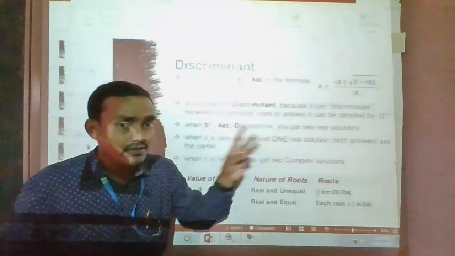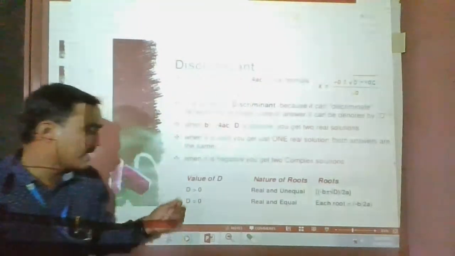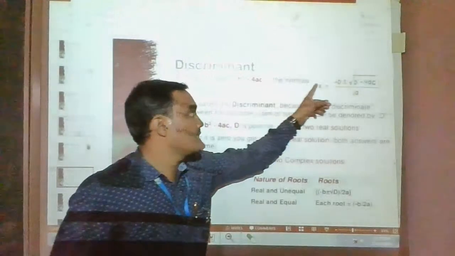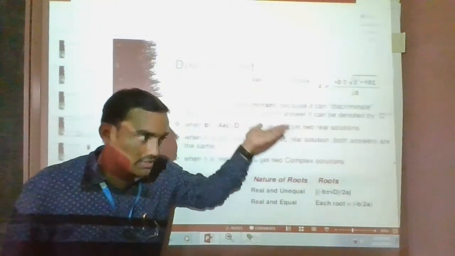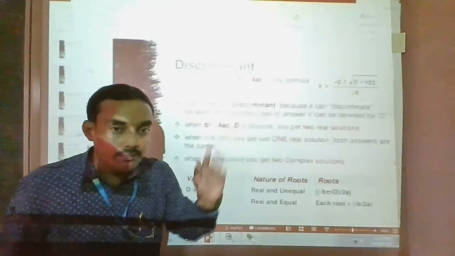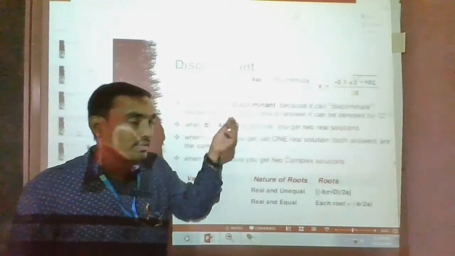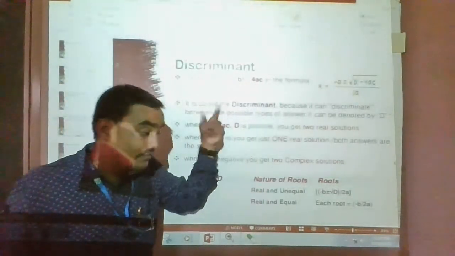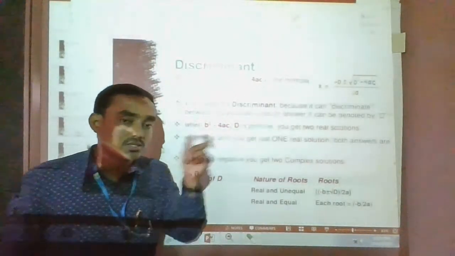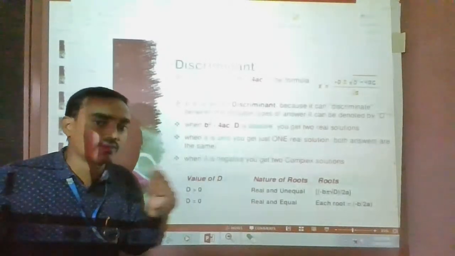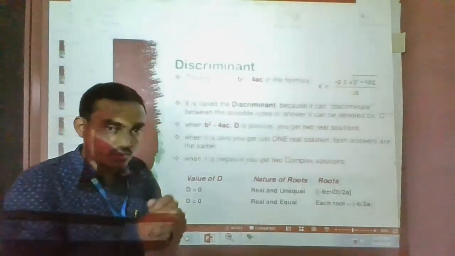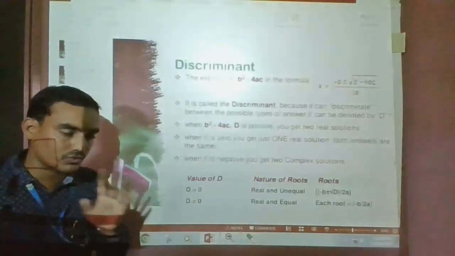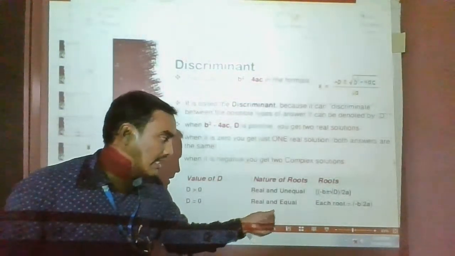So in the discriminant we have 3 conditions. Suppose the delta value is 0. You take the a value, b value, c value in the given quadratic equation. That is, a is the coefficient of x square, b is the coefficient of x, c is the constant. Using those 3 values, substitute into b square minus 4ac. After the simplification, you will get a number, and that number becomes 0. Then what will happen? Then it gives the nature of the roots. First condition: delta is equal to 0. Then the roots are real and equal.